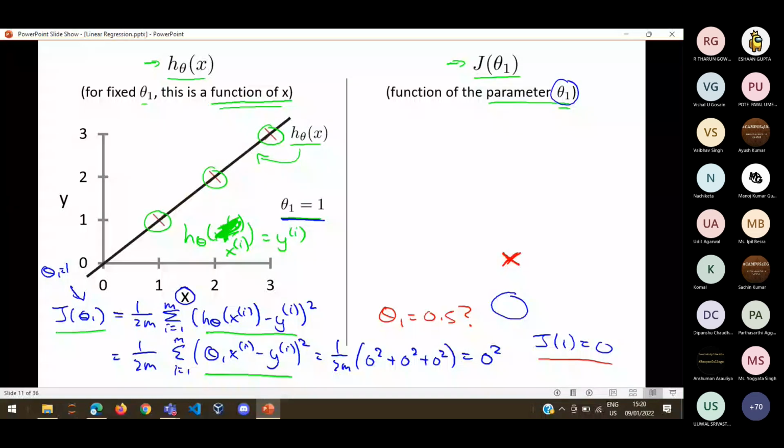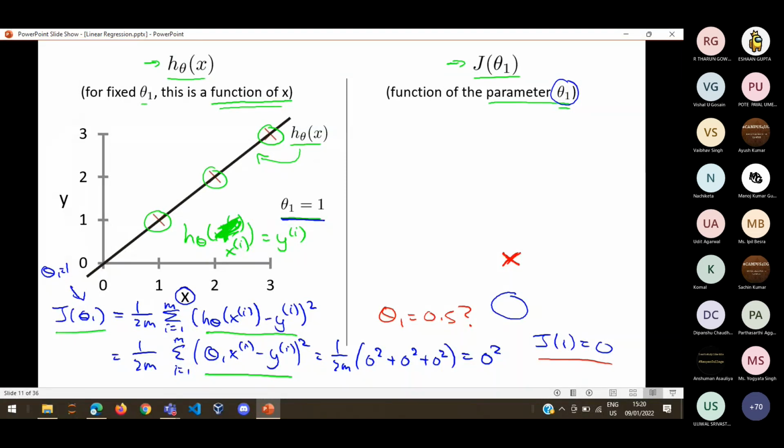So this is the previous slide I have shown you. Here we chose theta 1 value as 1 so that we get error as 0. Now if theta 1 value is 0.5, here you will have some error, right? When you calculate this error using this formula, you get this error value as 0.58. Okay, and you're going to plot it here.